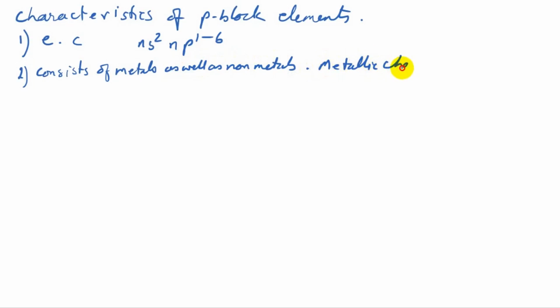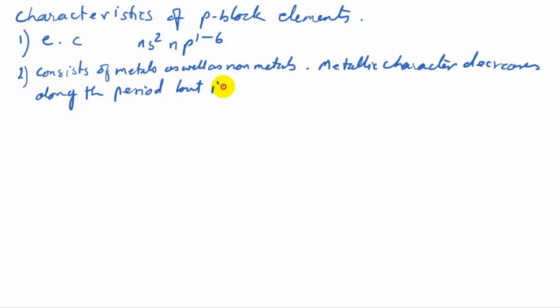Metallic character decreases along the period, but increases down the group. As you go downward, metallic character will be more.